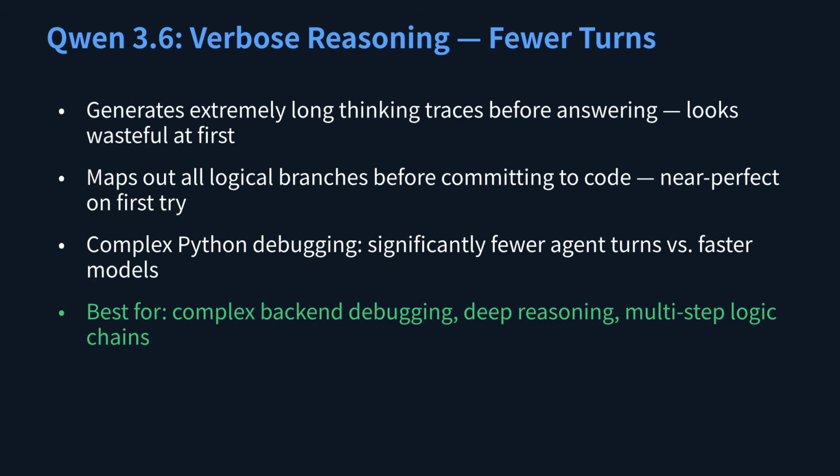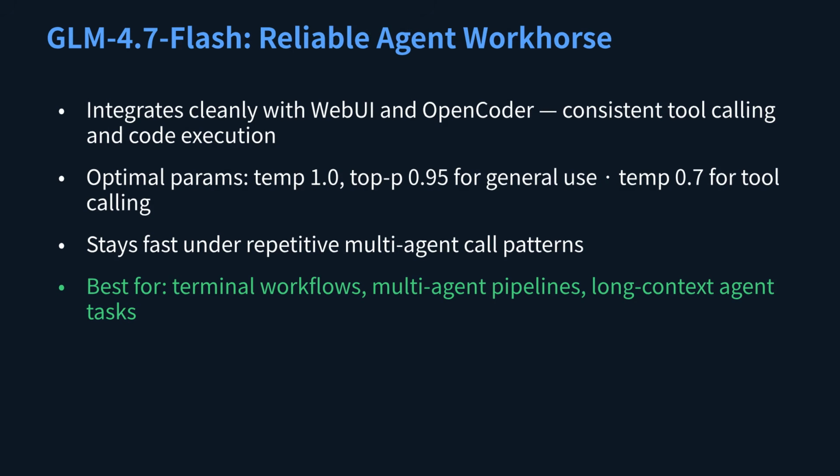Qwen 3.6 does something counterintuitive. It generates extremely long thinking traces before producing an answer. At first glance, this seems wasteful, but in an autonomous coding workflow, those verbose traces act as insurance. By mapping out every logical branch before committing to a solution, Qwen 3.6 produces near-perfect code on the first try, completing complex Python debugging tasks in significantly fewer agent turns than faster but less thorough models.